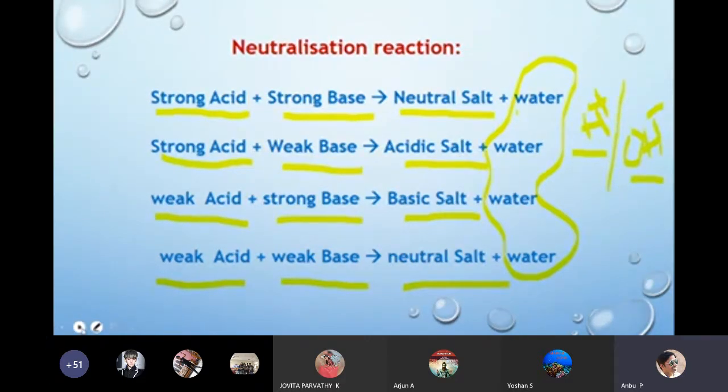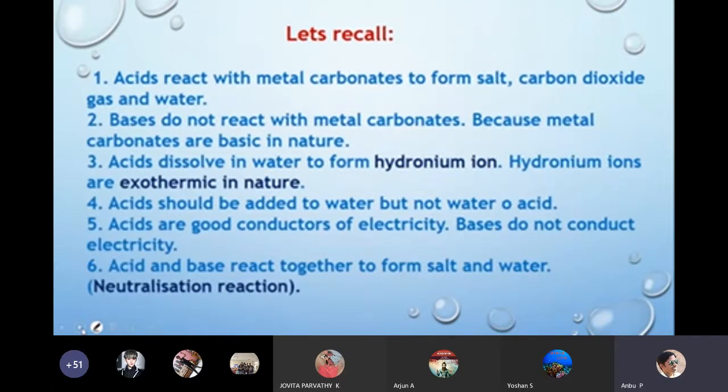Okay. So today we'll just recall what you have learned. First we saw the chemical properties of acids and bases. Acids react with metal carbonates to form salt, carbon dioxide gas and water, because metal carbonates are basic in nature and carbonates release carbon dioxide gas. This carbon dioxide gas comes as a brisk effervescence. It means that a high amount of carbon dioxide gas is released. That is the meaning of brisk effervescence. And we know that this carbon dioxide gas will extinguish fire.